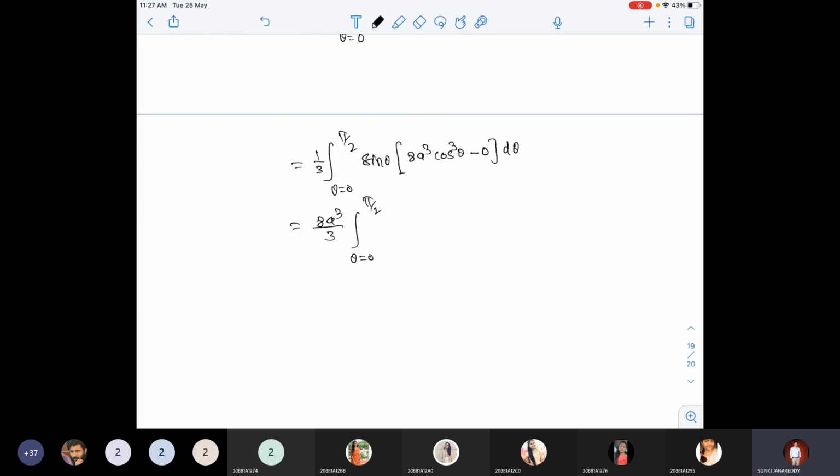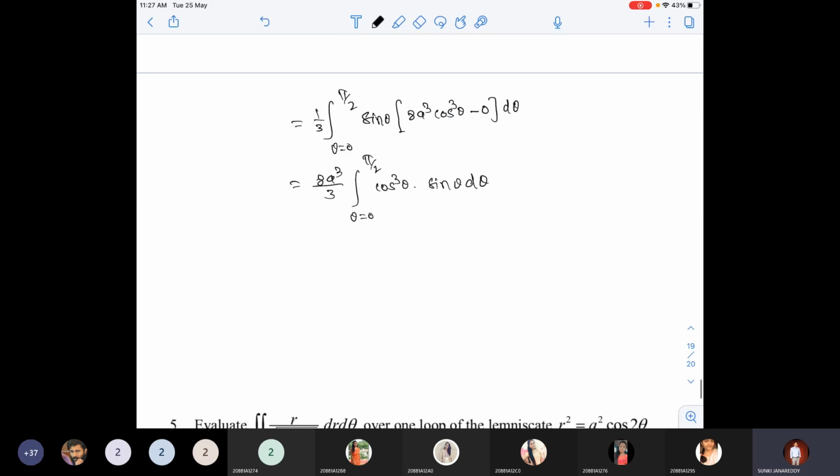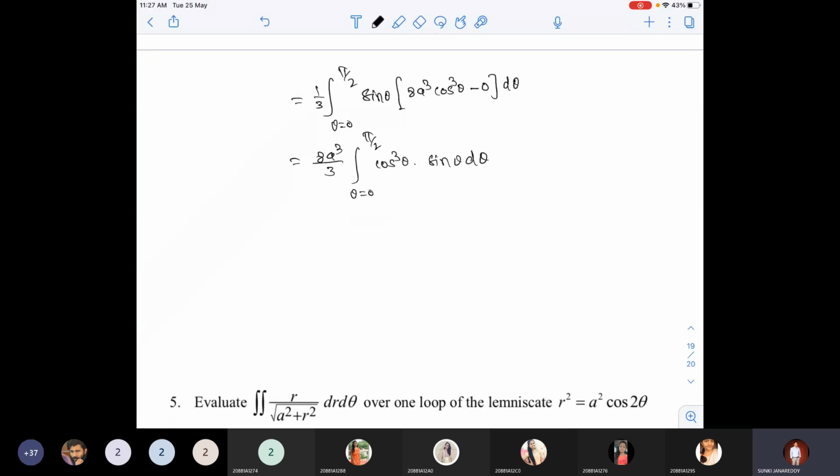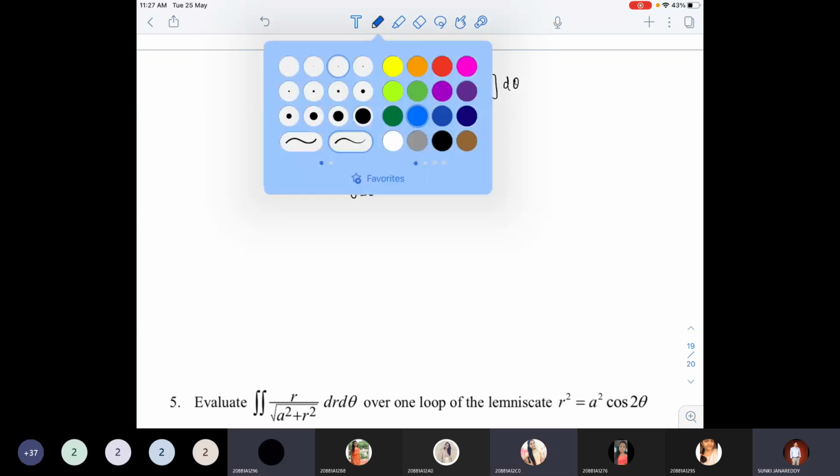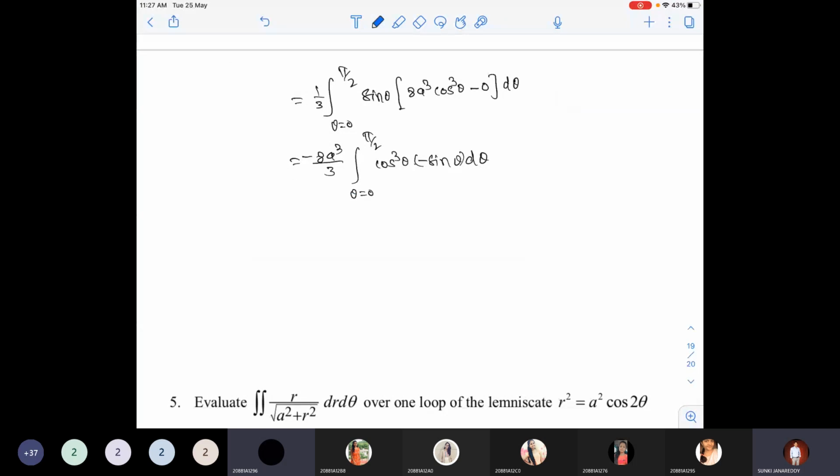After that, can I write like this? Cos cube theta into sin theta into d theta. For our convenience, here I am taking minus here and minus. What is the cos theta differentiation? Minus sin theta. Tell me by observation of that function.